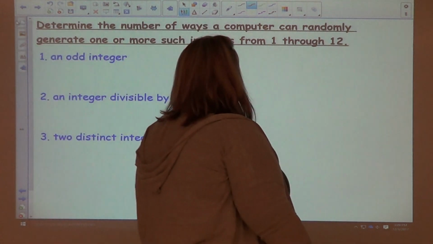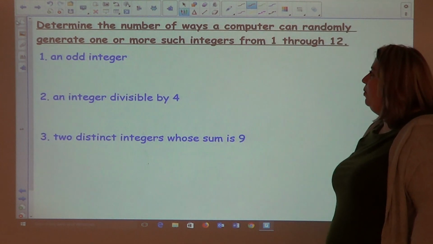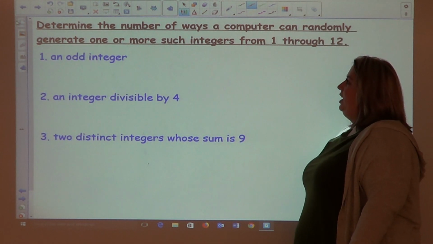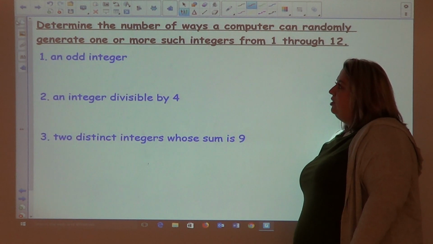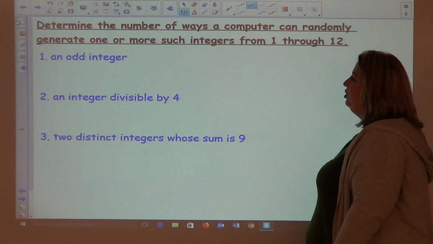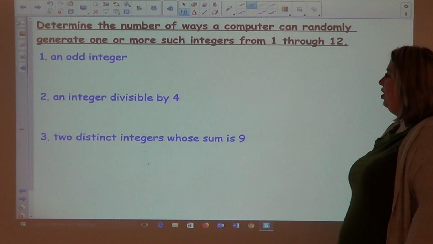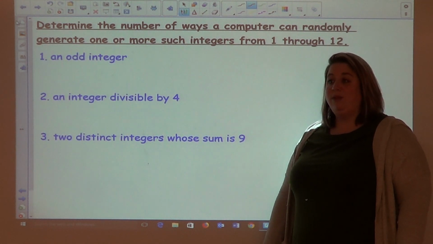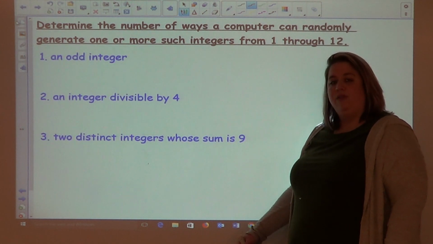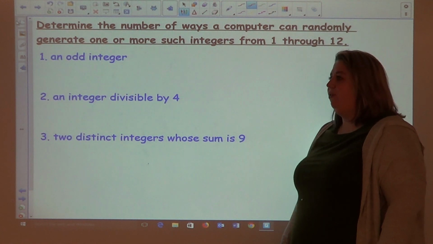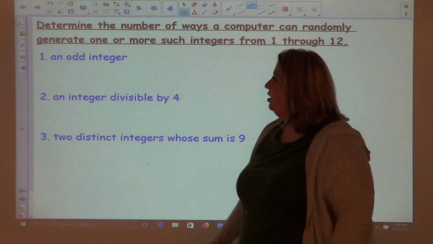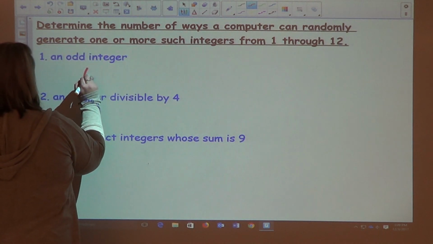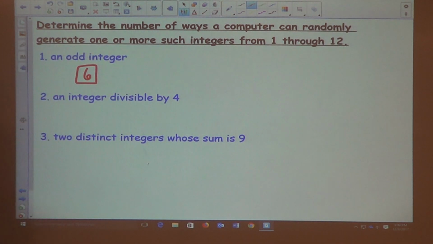Okay, this is kind of talking about sample space a little bit, but we're not actually finding probabilities. We're just finding the number of ways things could work. It says determine the number of ways a computer can randomly generate one or more of such integers from 1 through 12. The first one says an odd integer. Well, you're counting how many odd integers there are from 1 to 12. We have 1, 3, 5, 7, 9, 11. So that'd be 6, so my answer is 6. There's no probability, there's no figuring it out, you're literally just counting.